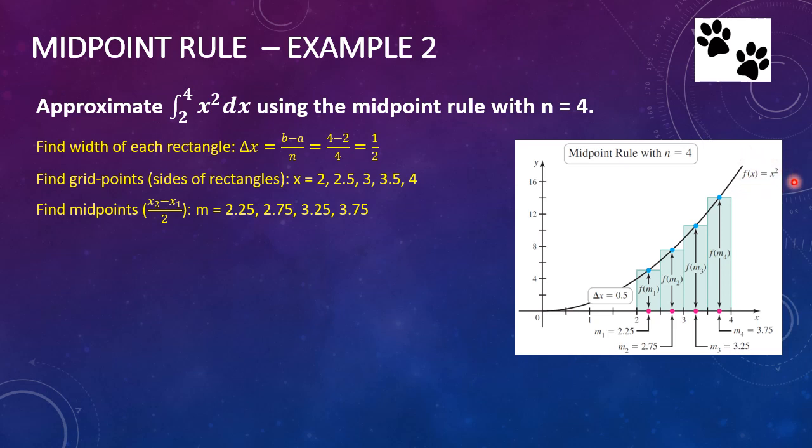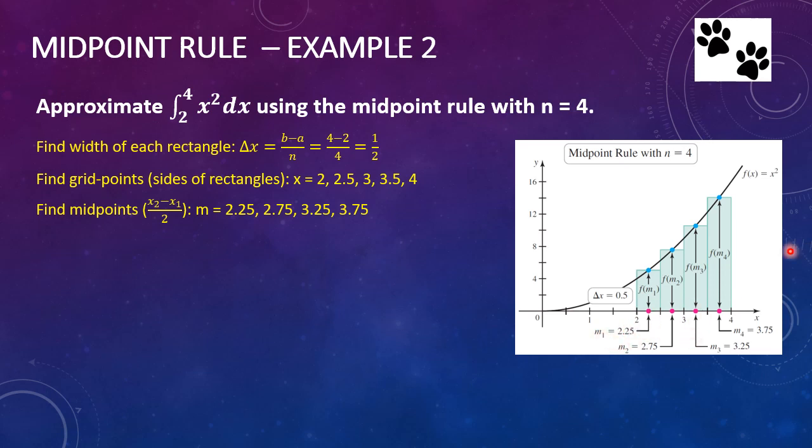So here's a diagram where we can see what we're talking about. Here's our function f of x equals x squared, midpoint rule, n equals 4 from 2 to 4. We can see all the x values, 2, 2.5, 3, 3.5, 4. Those are the sides of the rectangles, and then we can see all of our midpoints in there.